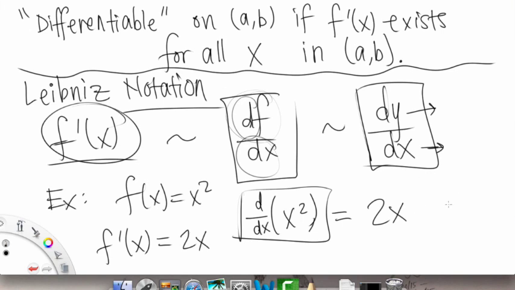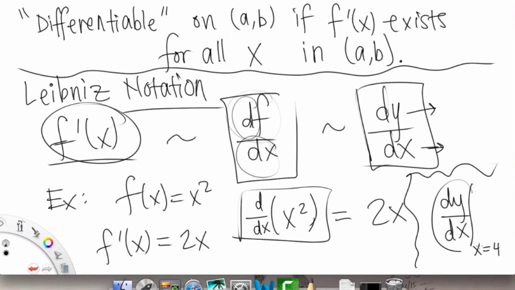Also, something to note is that if you see something like this, and then a line, and then x equals 4 or something like that, what this signifies in the bottom right corner is that you take the first derivative with respect to x, and then you plug in a 4 for your x to actually evaluate the derivative at that point. Alright, now on to a new topic called the power rule.